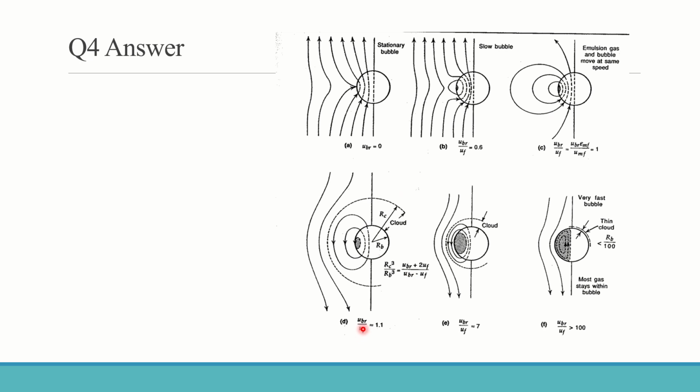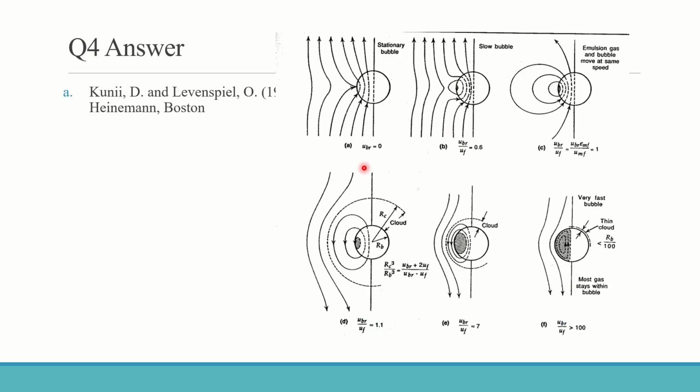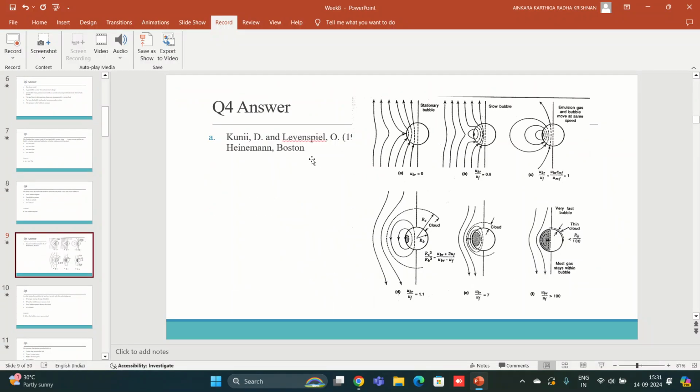Here we can see that ubr is equal to 1.1 times uf. So ubr is greater than uf, and ubr is very much greater than uf in these cases. So the cloud is thinning with high velocity, but these are known as fast bubbles. This is slow bubble. So I hope it is clear. So this is the reference book. I have taken the image from Kunii and Levenspiel's book.